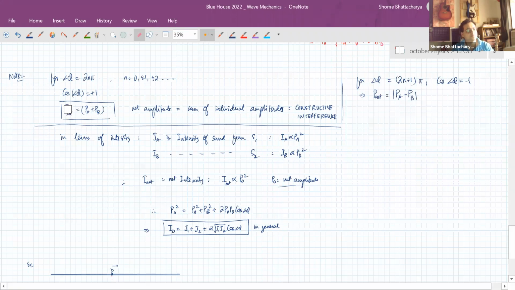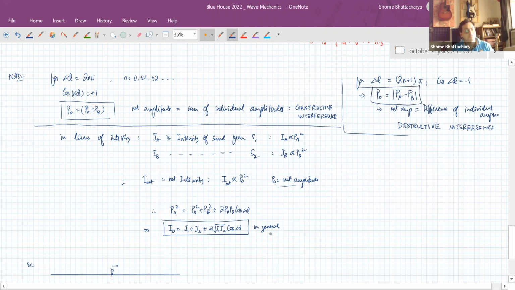We should use the notation where this is P naught, because we've written P naught as the net amplitude. So the net amplitude is equal to the difference of individual amplitudes. So this is the condition for destructive interference. So this is constructive and this is destructive interference.